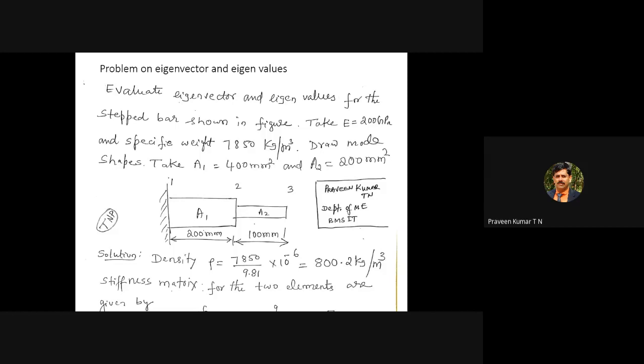The second one is the frequency with which it vibrates. In a simple way, how many times the tip of the cantilever beam moves up and down. We can get that from the frequency. The same cantilever beam may move up and down 10 times per second, or 10 times per minute.